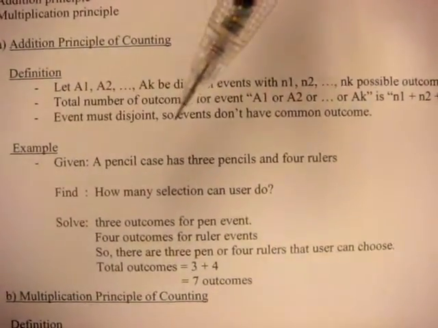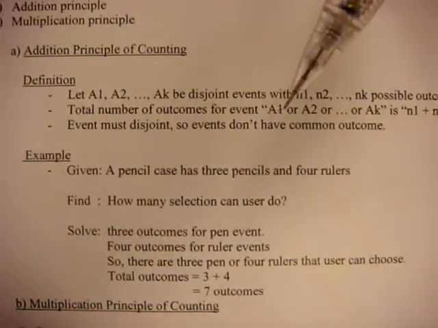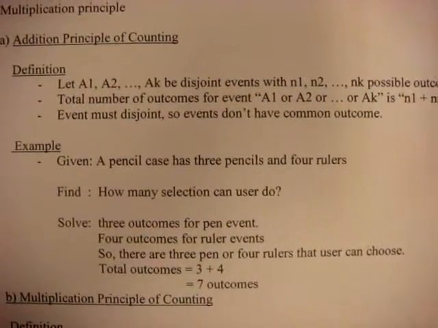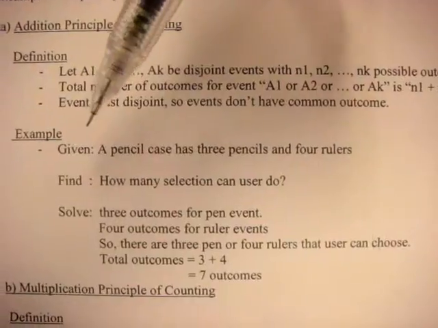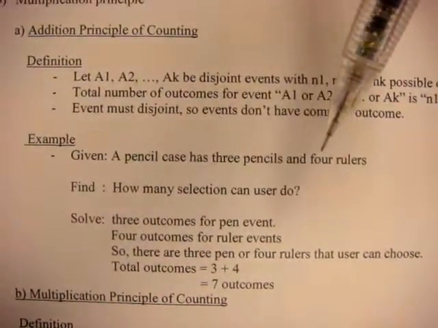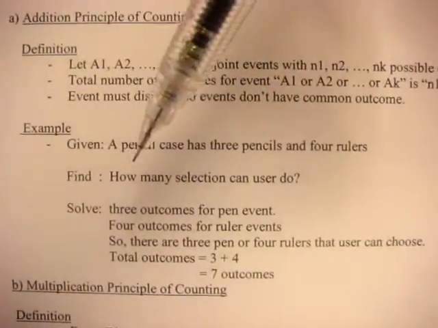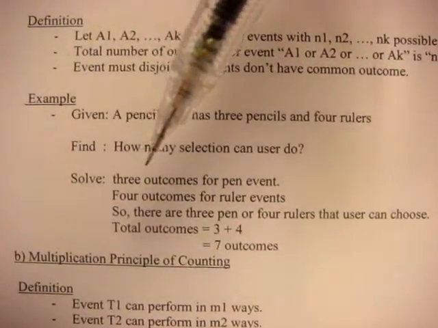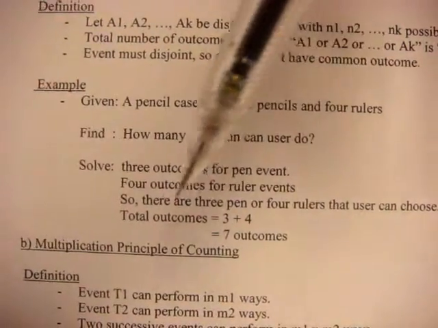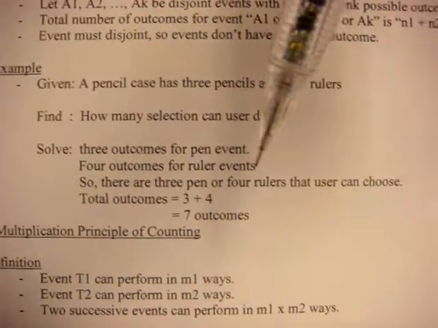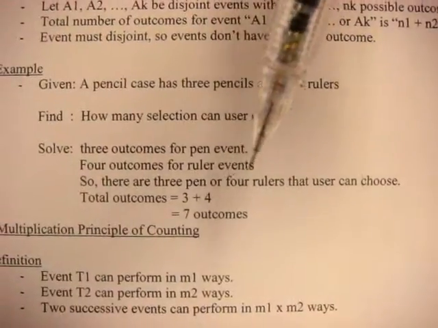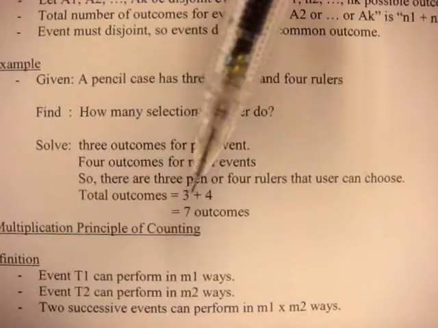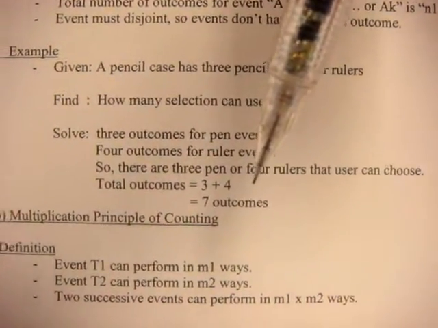The events must be disjoint, so the events don't have common outcomes, so this principle can be applicable. The example is: given a pencil case that has 3 pencils and 4 rulers, find how many selections the user can make. To solve it, there are 3 outcomes for the pen event and 4 outcomes for the ruler event. So there are 3 pens or 4 rulers that the user can choose. The total outcome is 3 plus 4 equals 7 outcomes.